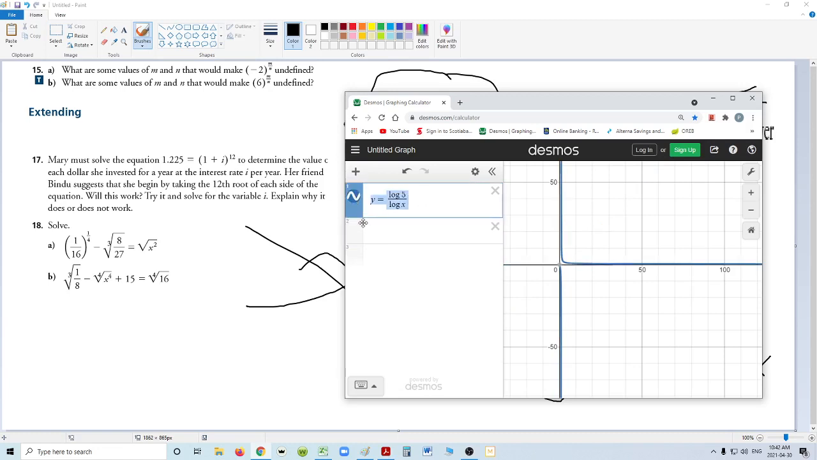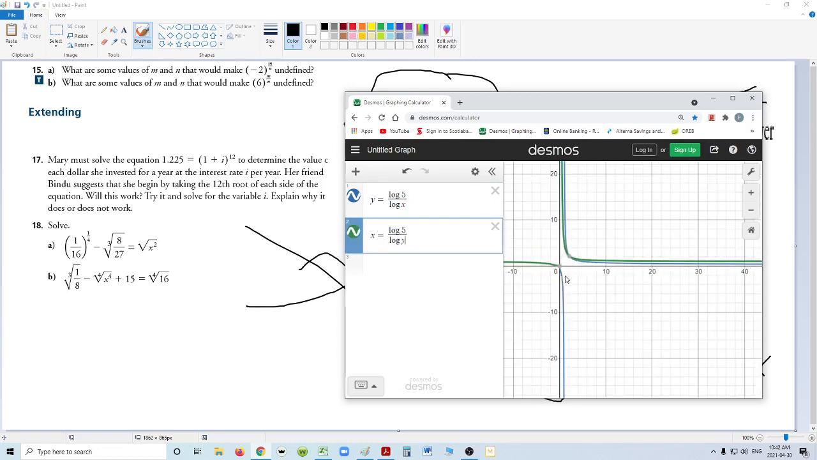Now I'm going to take that and just switch their values. Do they ever meet? They meet at one point. So I'm going to take 25. See if they meet at 5. No. They meet at 0.